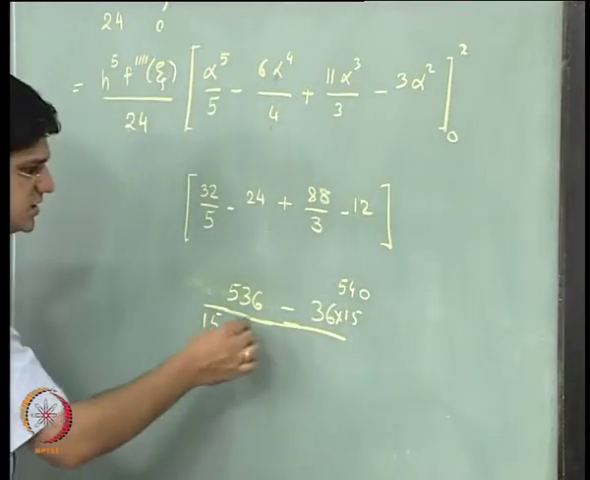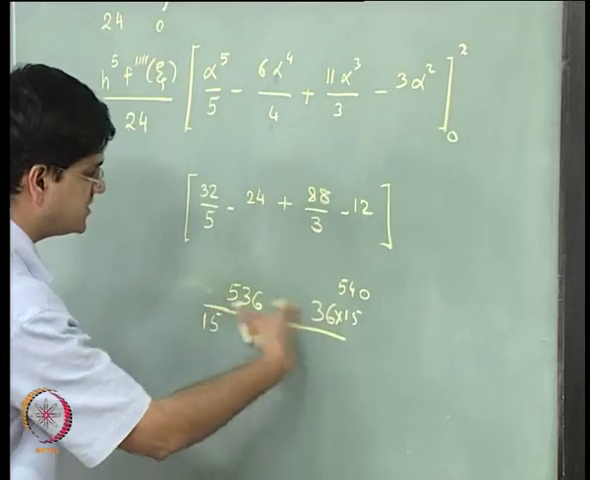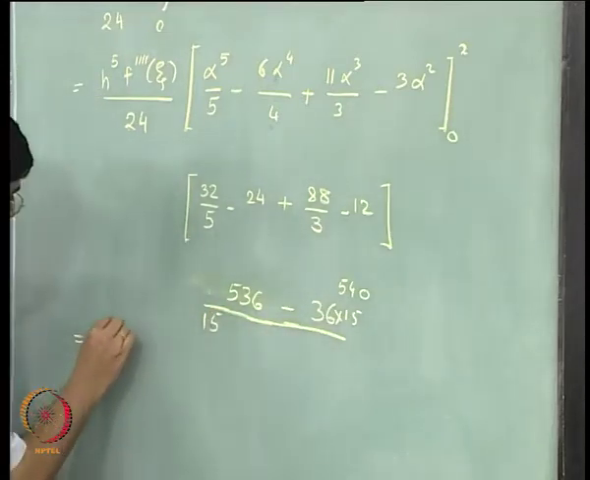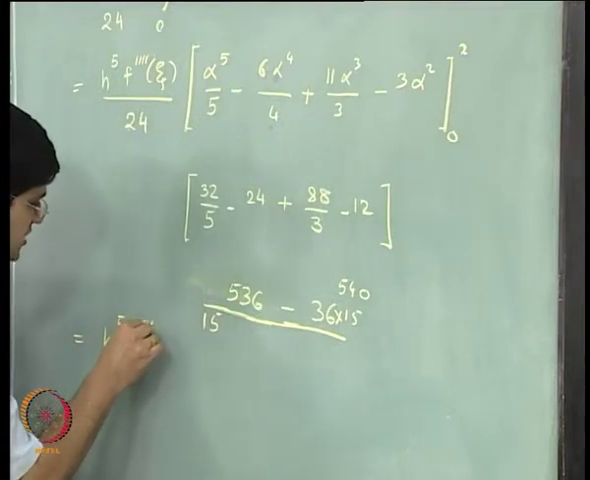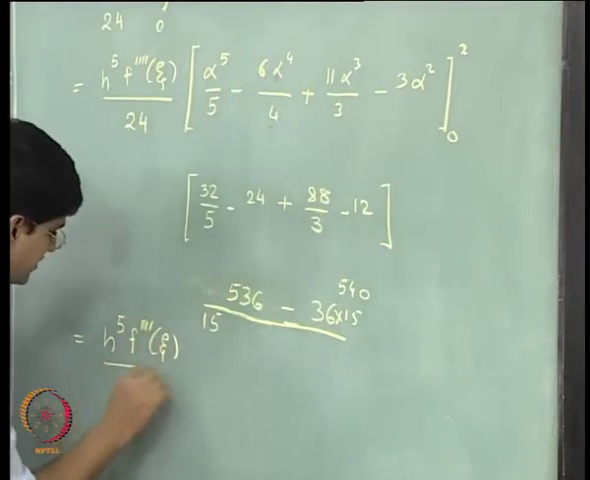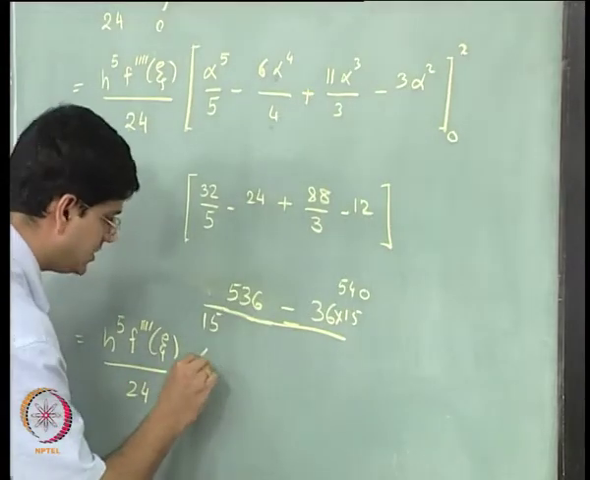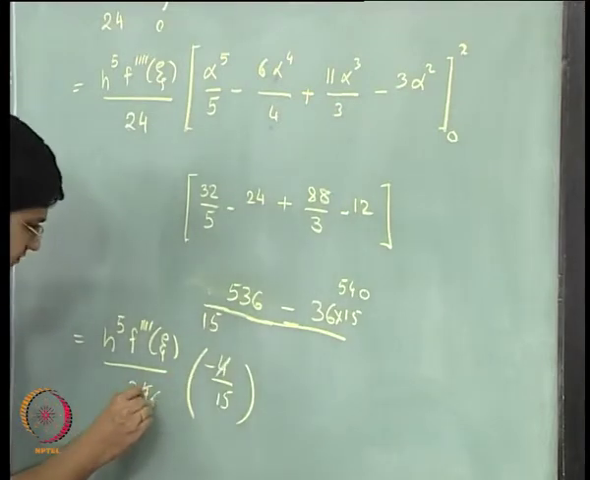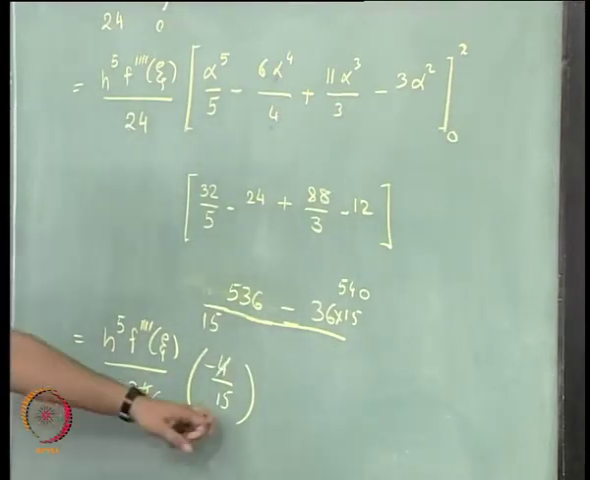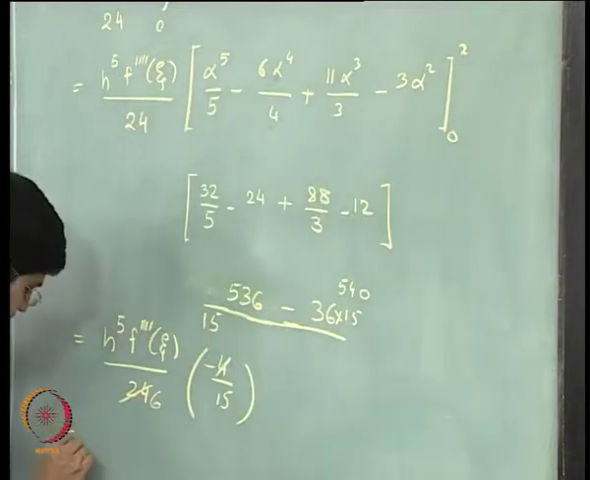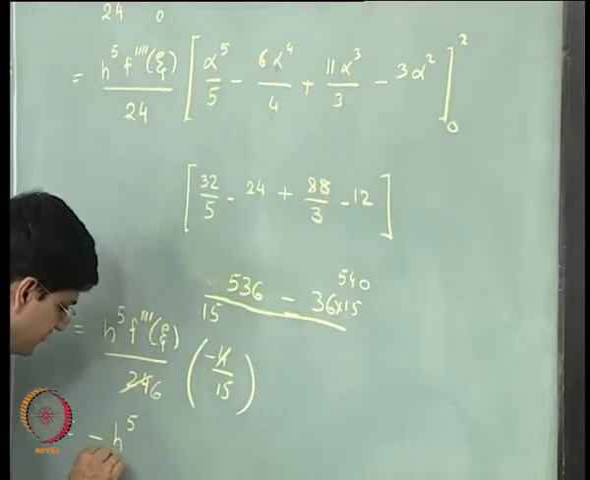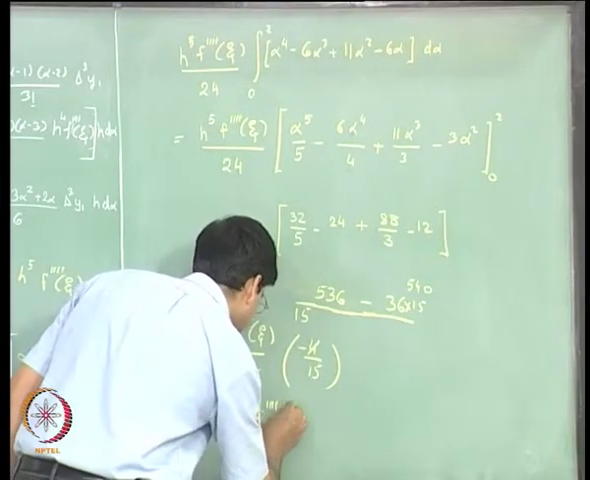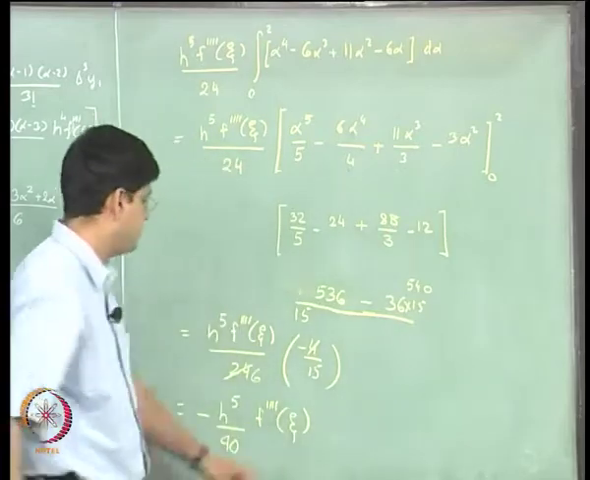So what we get is 36 minus 536 minus 540, that is minus 4 by 15. So we will have h to the power 5 f 4 dash of zeta divided by 24 multiplied by minus 4 by 15, and we get 6 over here, 15 times 6 is 90. So this is minus h to the power 5 divided by 90 f 4 dash of zeta.